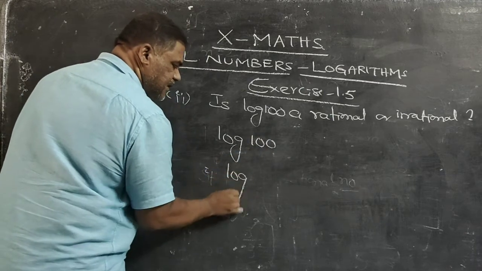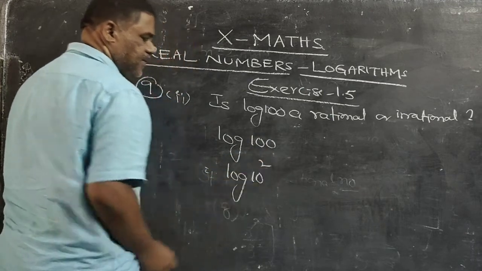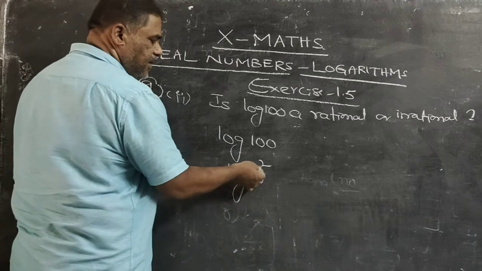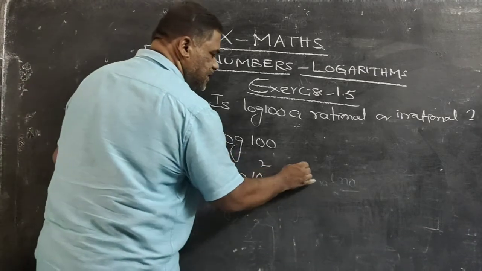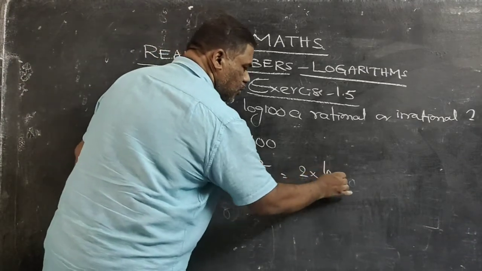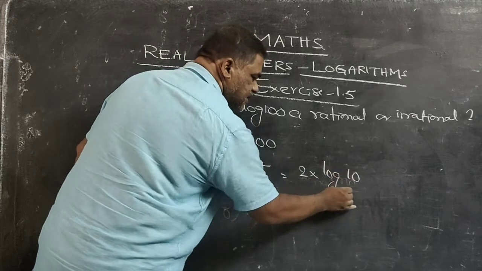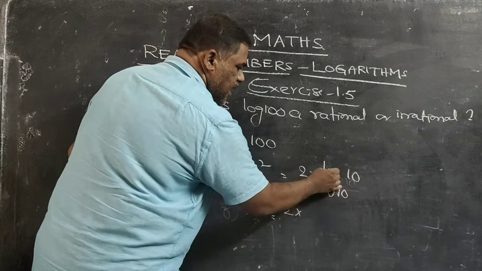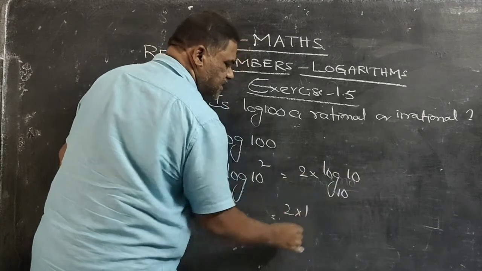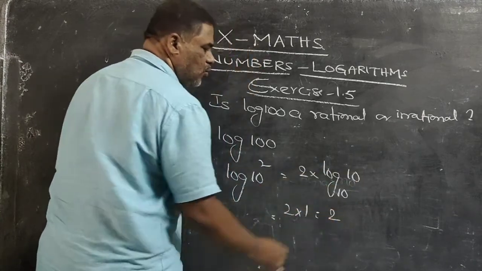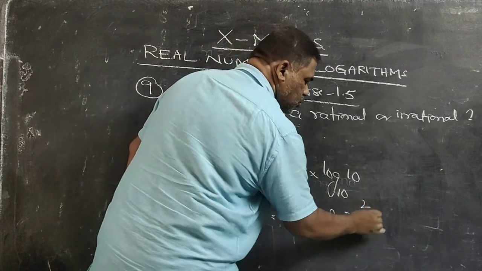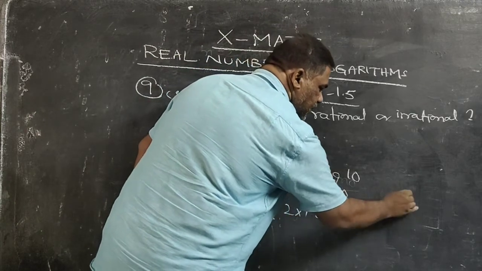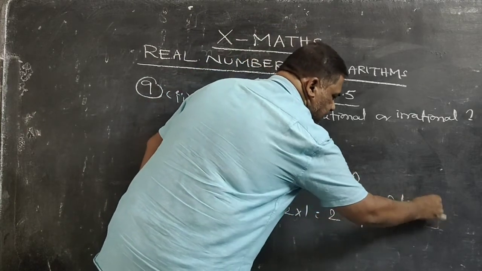100 can be written as 10 square. In logarithm, if a number has power, it comes as the coefficient. It is 2 into log 10. If base is not mentioned, it is 10. Log 10 base 10, logarithm of a number itself as the base is 1. So we are getting 2 as the answer. 2 can be written as 2 by 1. That is in p by q form. So it is a rational number.